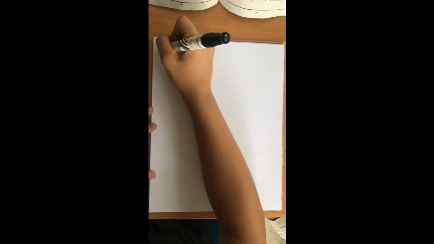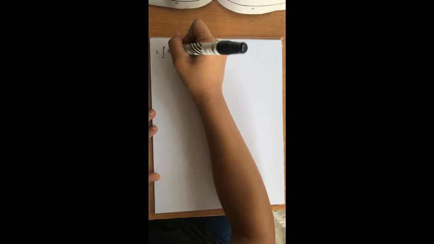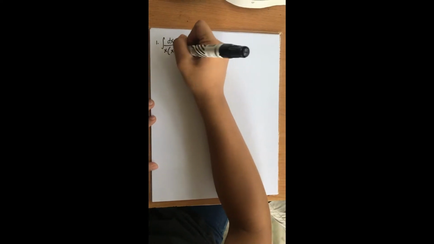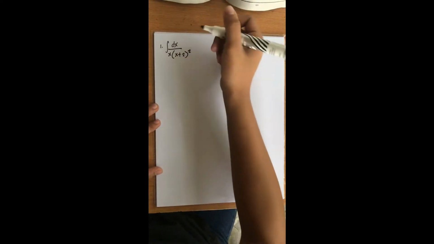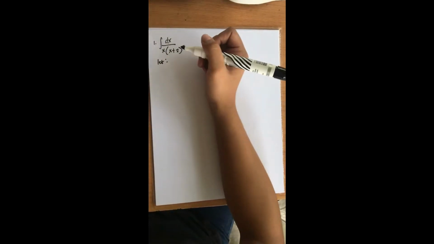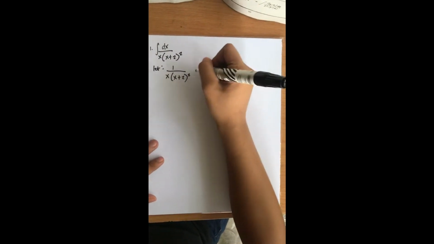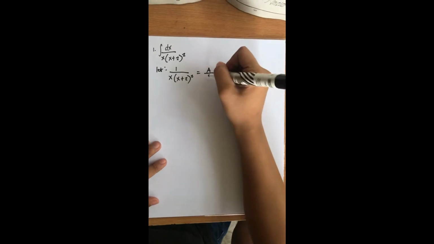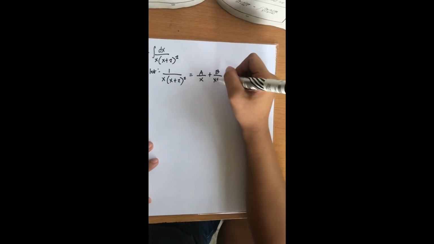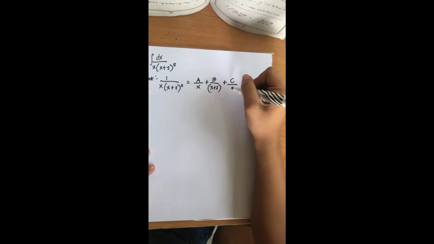Repeated linear factors, example number 1. Integral dx over x times x plus 2 squared. Using the given formula, let 1 over x times x plus 2 squared equal a over x plus b over x plus 2 plus c over x plus 2 squared.